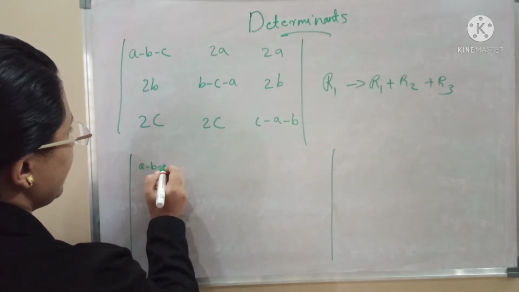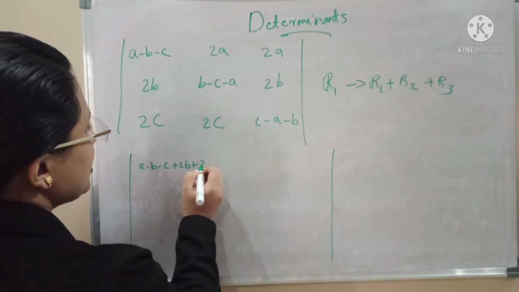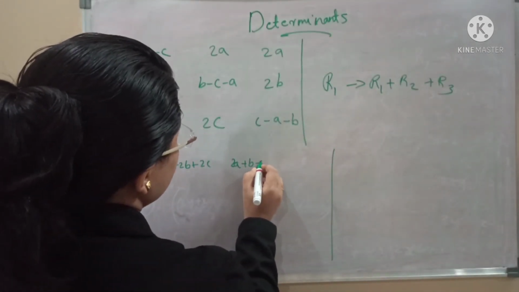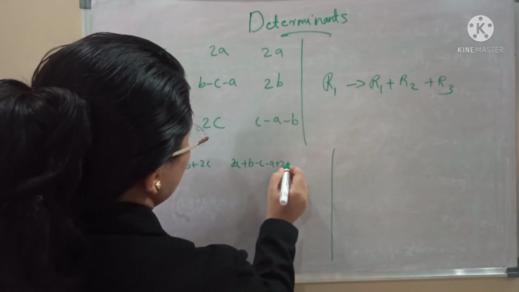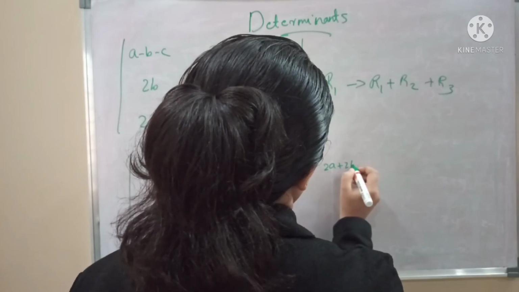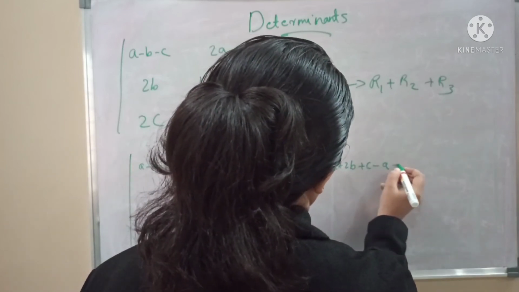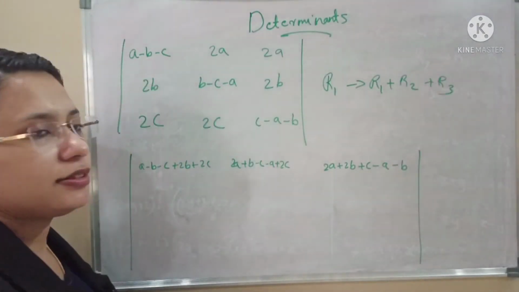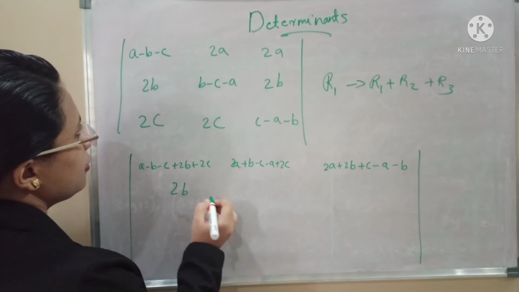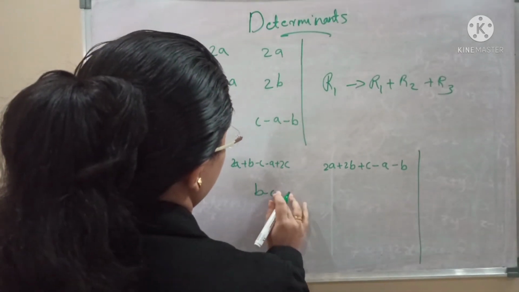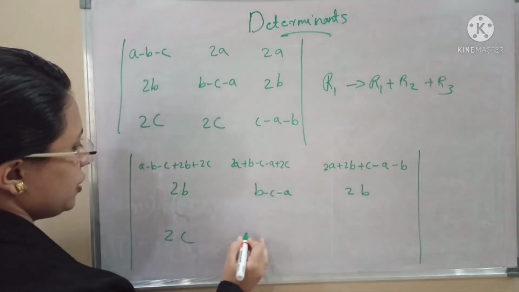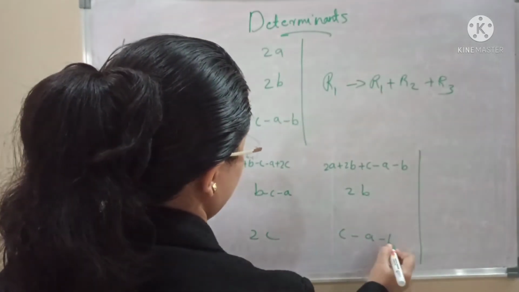So A minus B minus C plus 2B plus 2C, 2A plus B minus C minus A plus 2C, then 2A plus 2B plus C minus A minus B. Fine. Okay, so now the other two rows will remain the same. There won't be any change. So 2B, 2C, 2C, C minus A minus B.